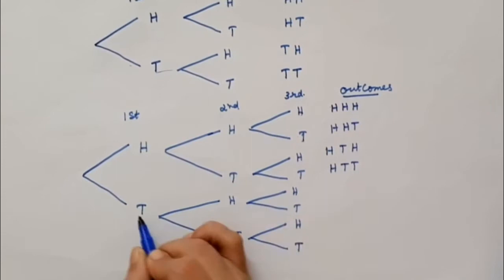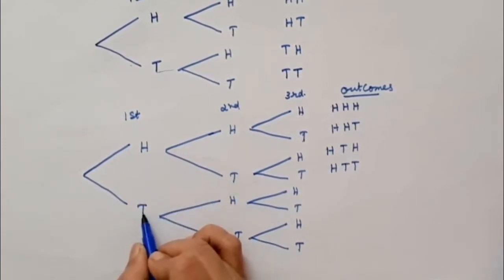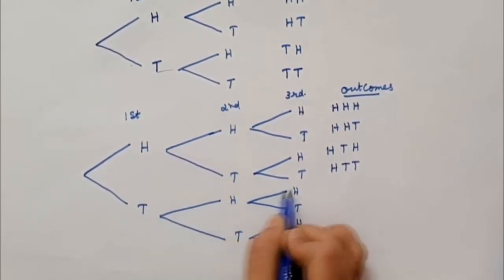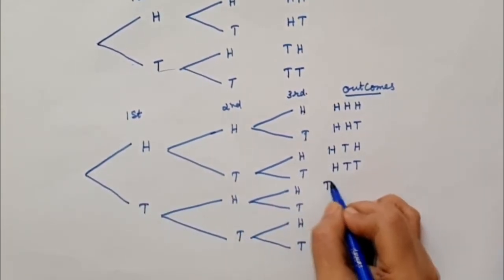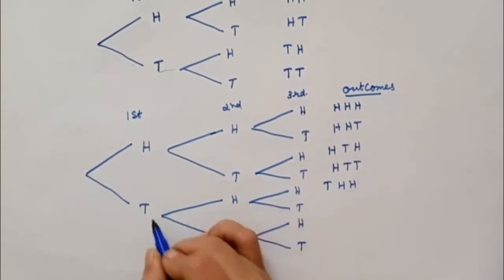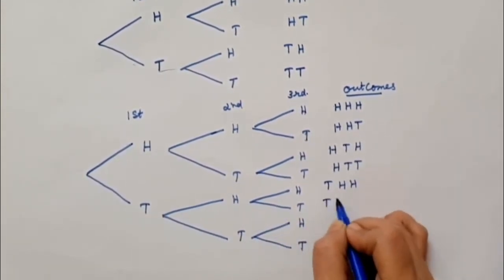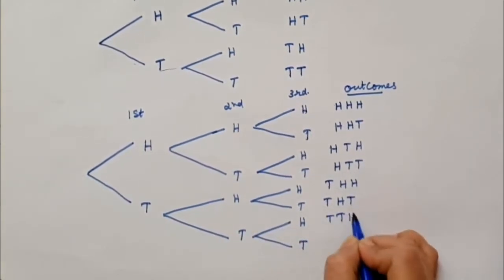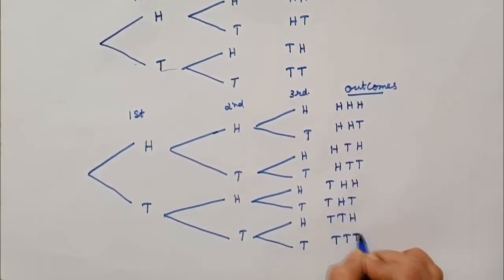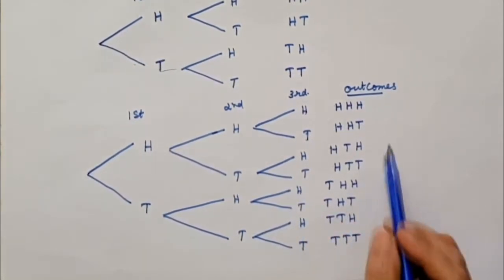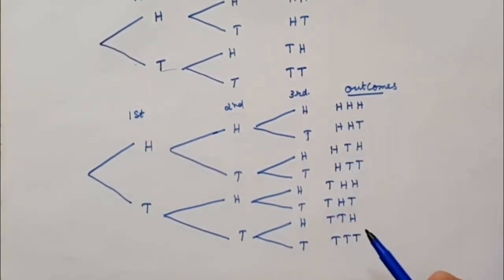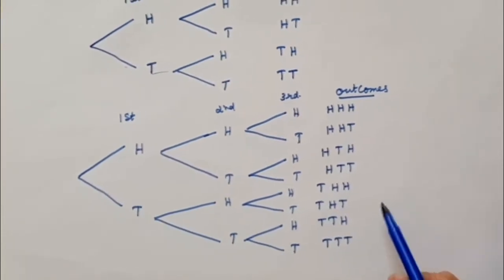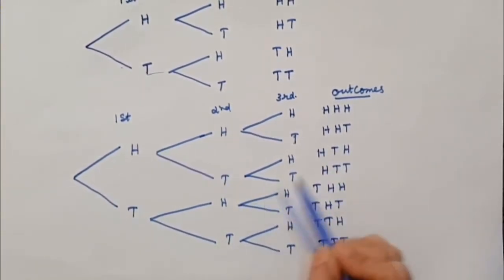Now to come to this H, we will not go to H, but we have to start from T. Then only that T will lead to this H. This H will not lead to here. So it will be T, H and H. Then this one is T, H, T. Then similarly T, T, H. T, T, T. If we don't draw this tree diagram, writing all these possibilities would have become a difficult job for us. So it is always better to draw a tree diagram and then write out the possibilities.